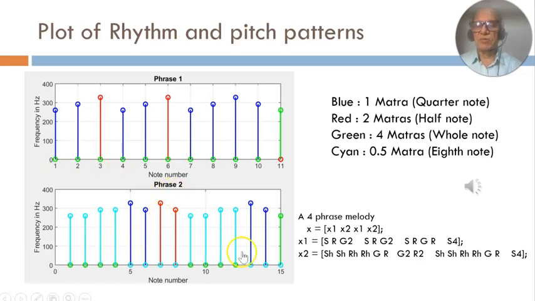This is phrase 2. Now in phrase 2 we have half matra duration notes. So we need a different color. So we have used cyan here. So this is half matra, half matra. In fact, we have got 4 notes of half matra duration. So it looks like this: half, half, half, half. Then 1, 1. Then 2, 2. Then again half, half, half, half. You can see here. And then 1, 1, and finally 4.